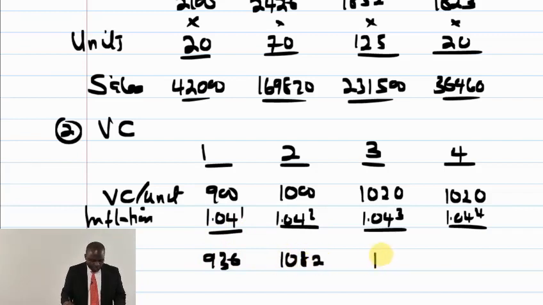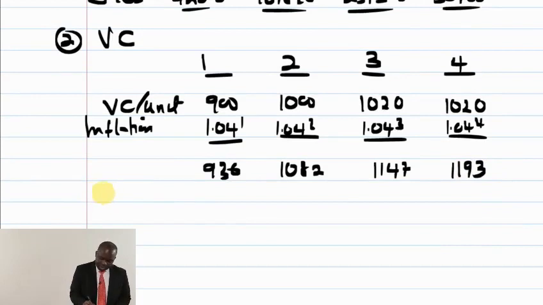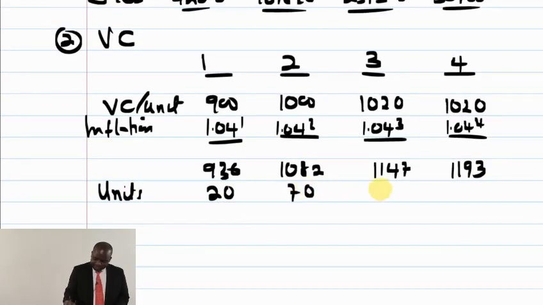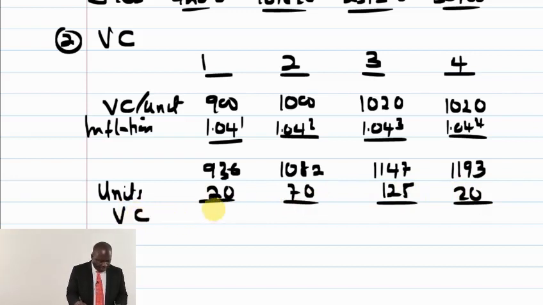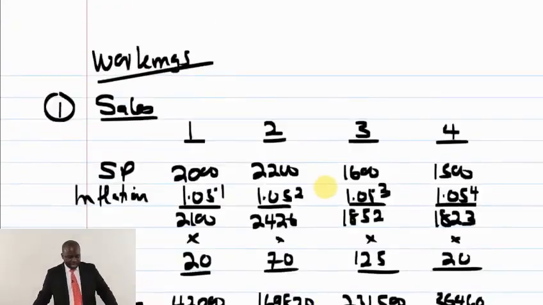And then when we multiply, we're going to get 936, 1,082, 1,147, 1,193. And what will be the unit? Units are given as 20, 70, 125, and then 20. If you multiply, you get a total variable cost of 18,720, 75,740, 143,375, 23,860. Then we move ourselves quickly up there.